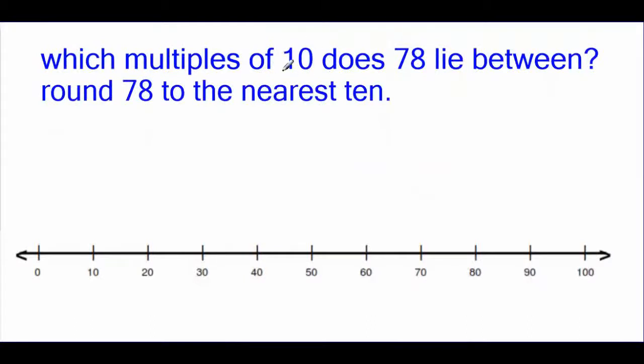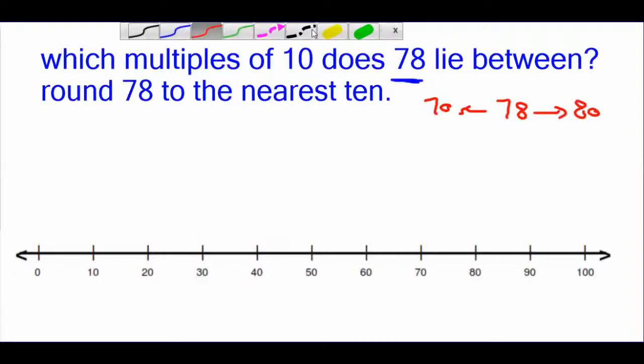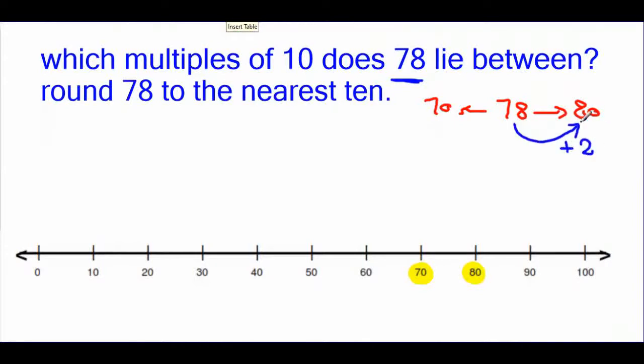Which multiples of 10 does 78 lie between? 78 comes after 70 and before 80. So it is here somewhere between 70 and 80. It needs 2 steps forward to reach 80 and 8 steps back to reach 70. So it is closer to 80 than 70. So I will put my mark here, 78.